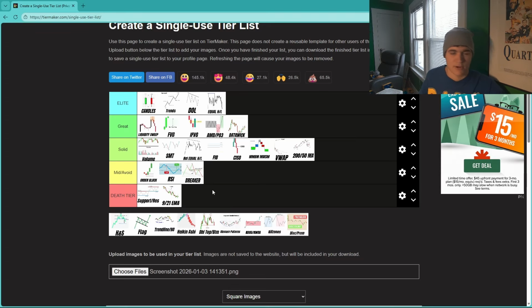Breakers are mid or avoid for me. I just think it's noise. It is a common and popular ICT concept, but I'm just not a huge fan of it, and it's the same thing with order blocks. I just feel like other concepts work better. I'm not going to put it in death tier because it can work, but I just don't think it's a good ICT concept to base a strategy off of.